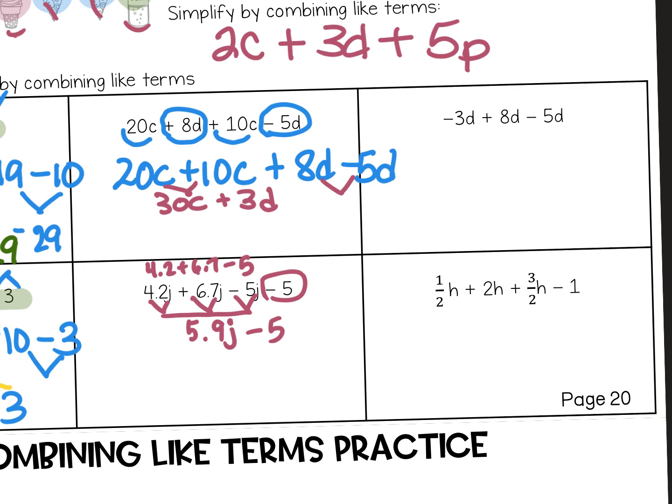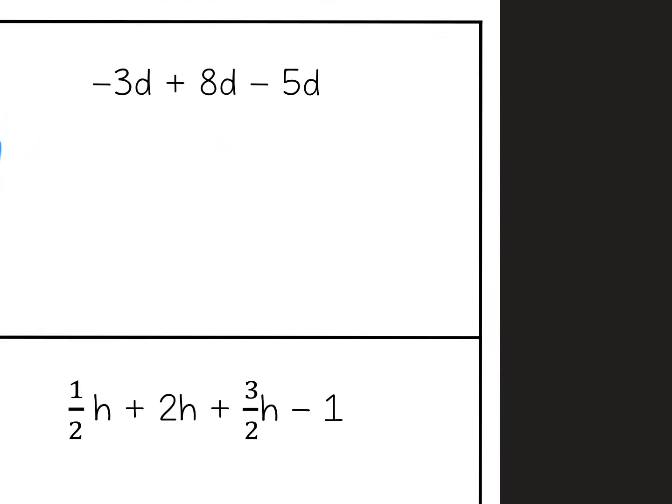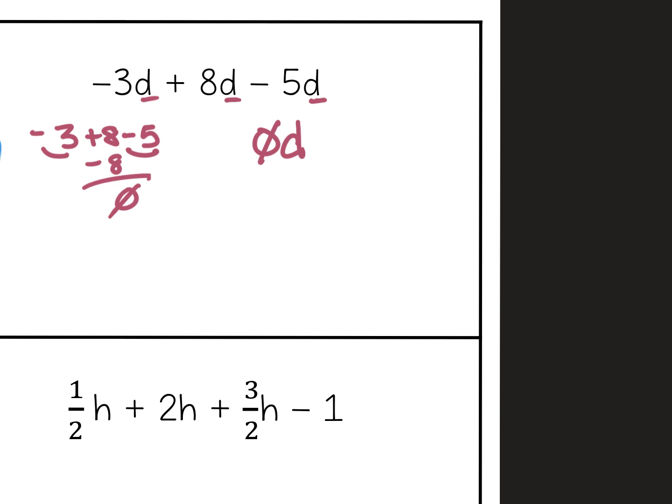Go ahead and pause for the next two as well, and then come back. This one will have you think you have done it incorrectly, because when I take a negative 3 plus 8 minus 5, well, negative 3 and negative 5 makes a negative 8. So what happens there? It becomes 0. And if I have 0D, I have 0. Doesn't matter what D equals, the end result is going to be 0. 0 times anything equals 0. Go ahead and take a minute to pause and do the next one.